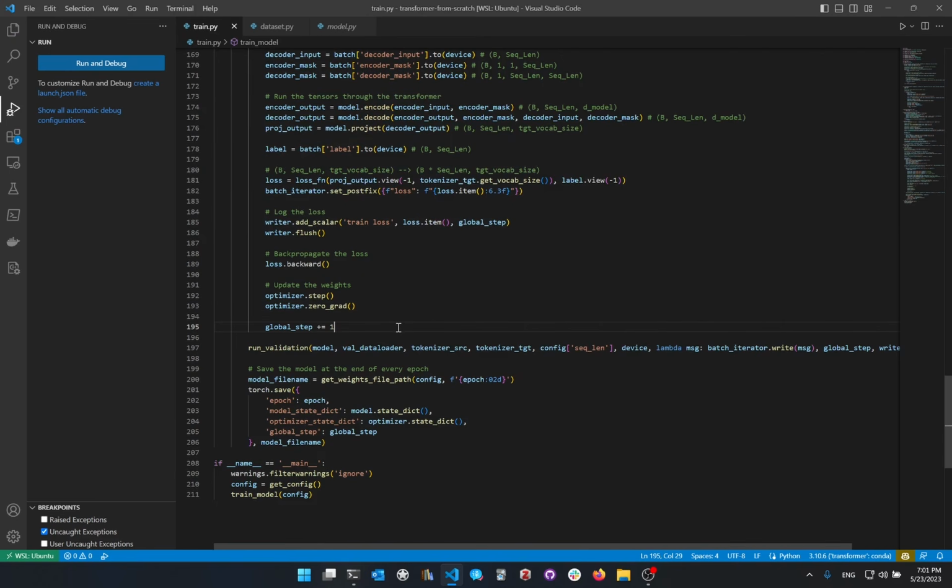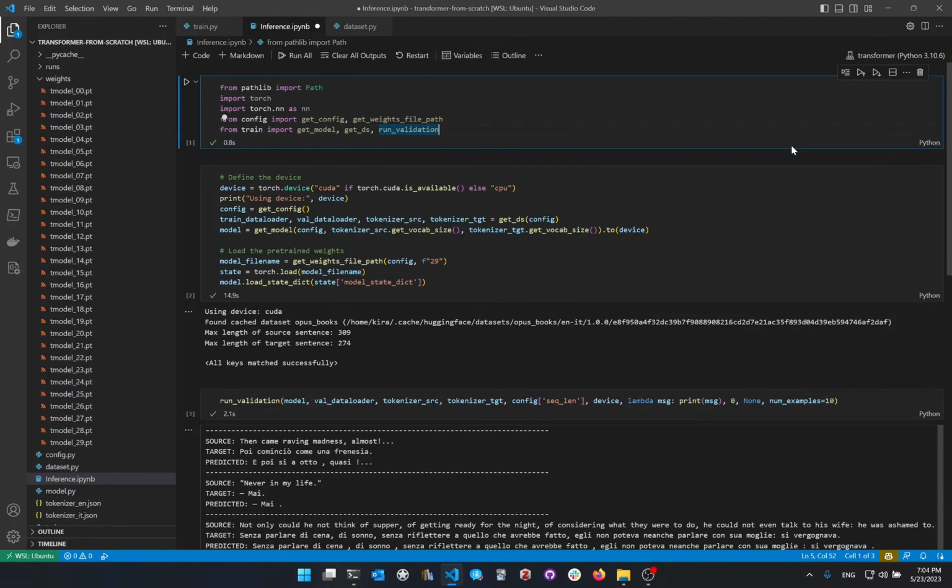Okay, I will now skip fast forward to a model that has been pre-trained. I pre-trained it for a few hours, so that we can run inference and visualize the attention. I have copied the pre-trained weights that I pre-calculated, and I also created this notebook reusing the functions that we have defined before in the train file.